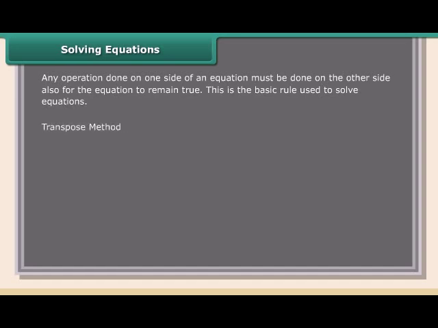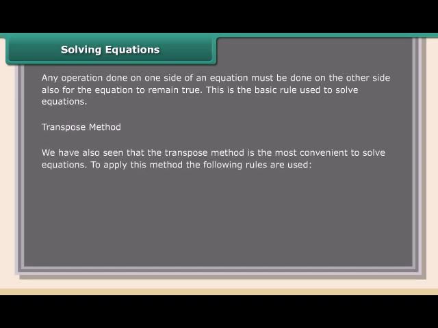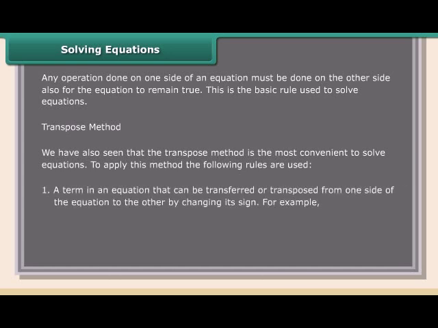Transpose method. We have also seen that the transpose method is the most convenient to solve equations. To apply this method, the following rules are used. 1. A term in an equation can be transferred or transposed from one side of the equation to the other by changing its sign. For example, if x minus 12 is equal to 5, then x is equal to 5 plus 12. If x plus 1 is equal to minus 2x, then x plus 2x is equal to minus 1.